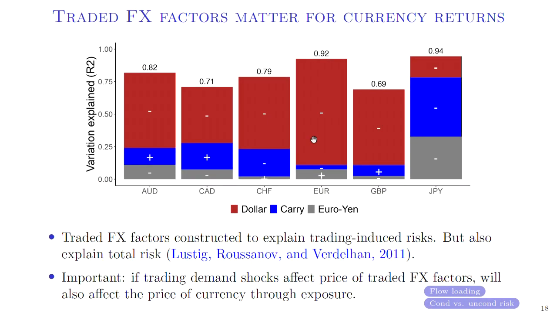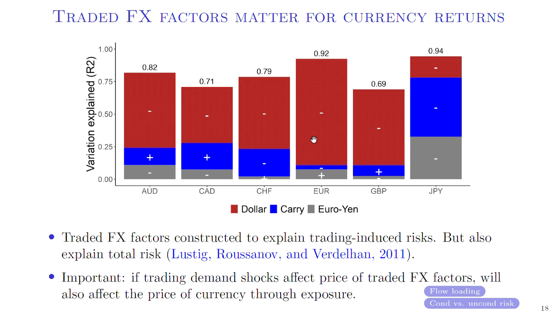So now we're going to proceed to the third part. We're going to think about the connection of those factors with individual assets. Now, remember we constructed the factors to explain trading-induced risk. There's basically no guarantee that these have to explain unconditional returns. But as you can see, the dollar and carry factors are also unconditional risk factors, as shown in the data. What you can see here is we project each currency's return onto the 3 factors, and they also explain a large part of unconditional returns, about 70 to 90%.